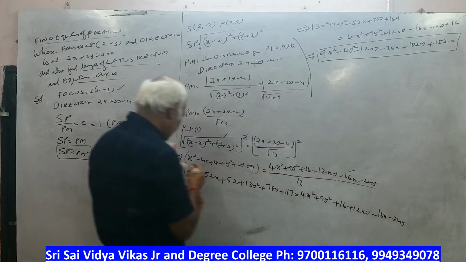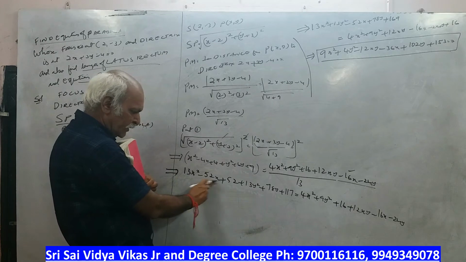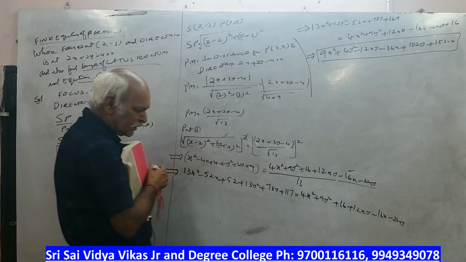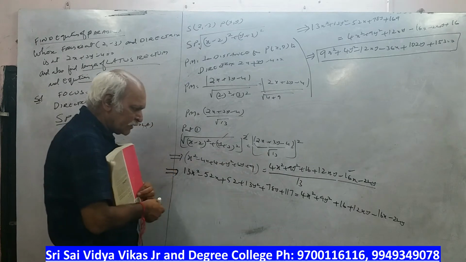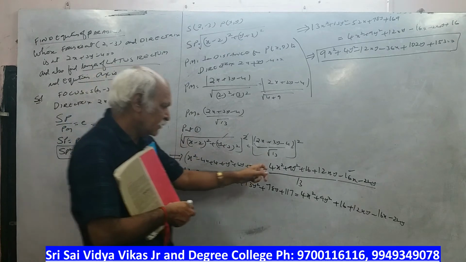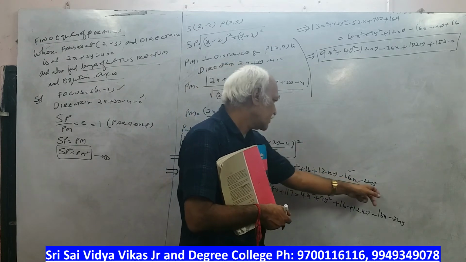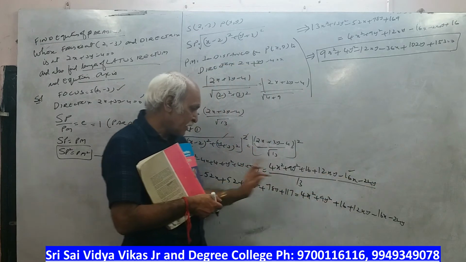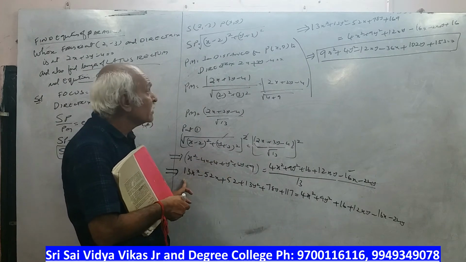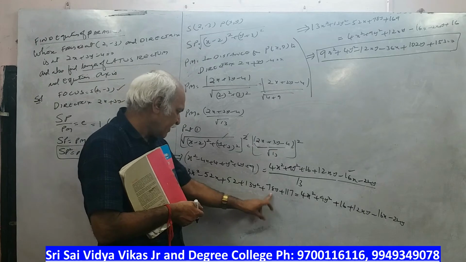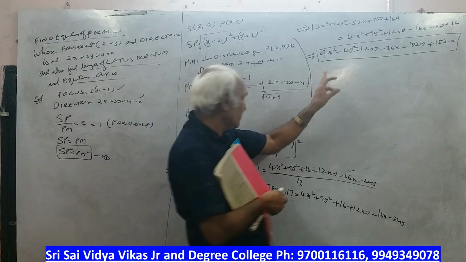So cross multiplication: 13x square, 52x plus 52 plus 13y square plus 78y, 13 into 9 is 117. Next here 4x square plus 9y square plus 16 plus 12xy minus 16x minus 24y. Okay, we are bringing the terms this side, just rearrangement. 13x square plus 13y square minus 52x plus 78y, 52 plus 117.